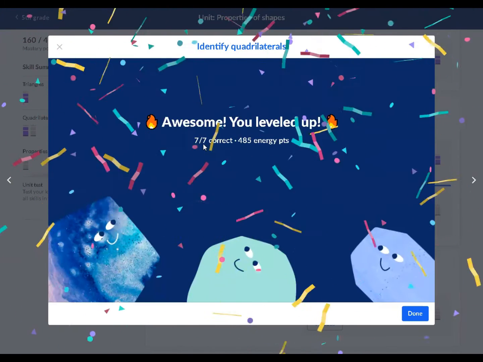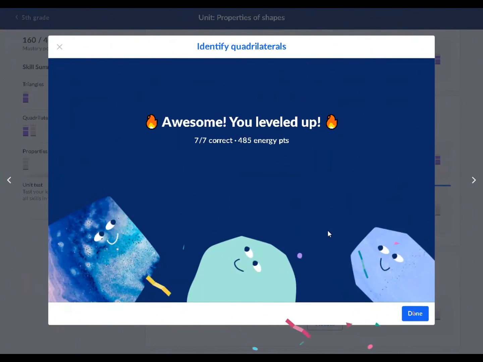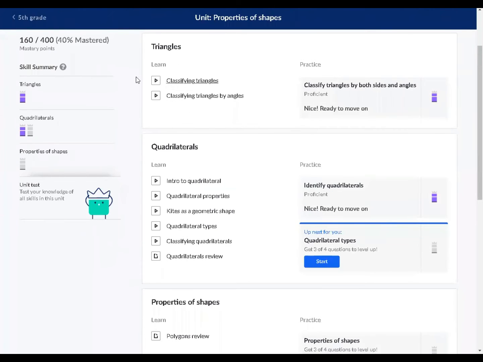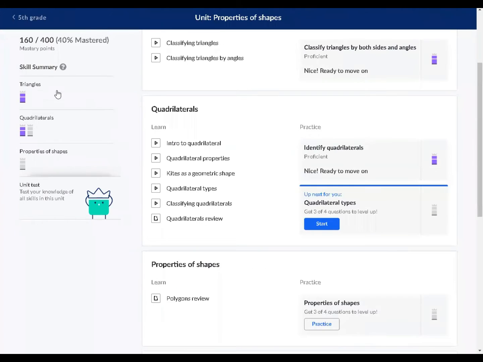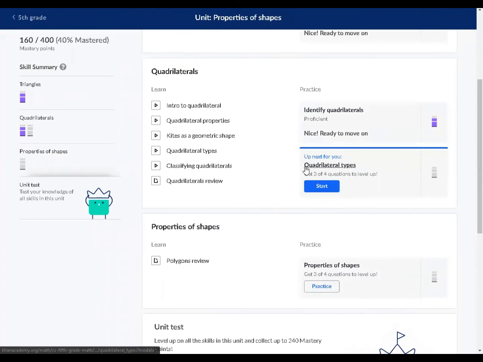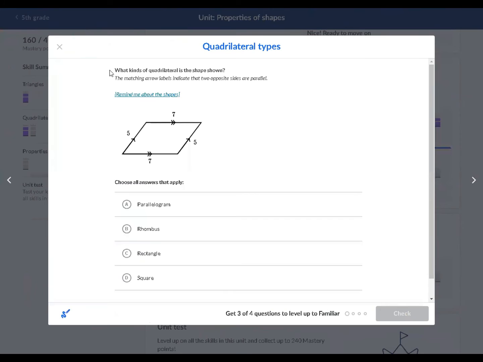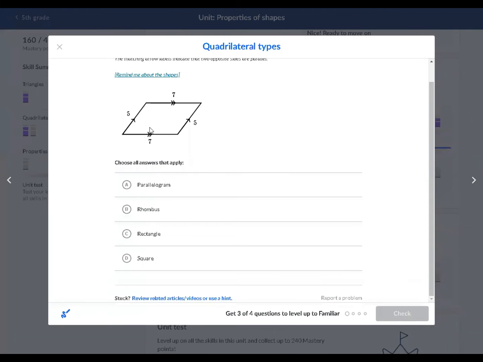And again, we got all the answers correct. So our aim is to get 100% mastered and 400 out of 400 marks, 9 points. So quadrilateral types, let's do this one. What kind of quadrilateral is the shape shown? So we could choose whatever we want. We could even choose all of these, but we have to first see.